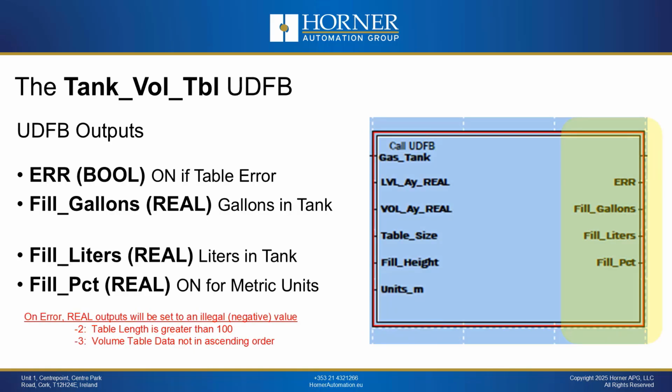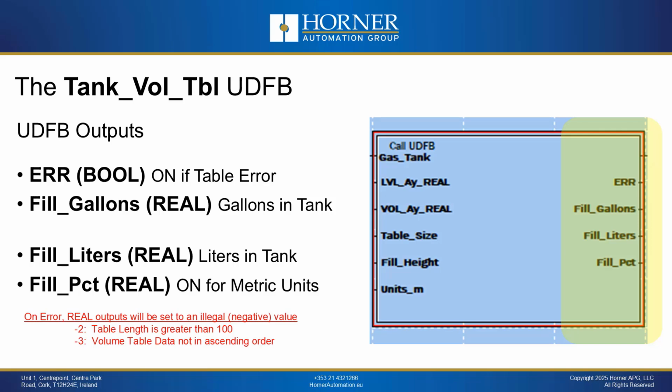Let's take a look at the output side of things. Now the first output is a boolean, and that is just an error bit. So if there is an error bit, what kind of errors could you have? Potential errors could be that you have specified a table size that is greater than 100, and we can only handle tables of 100 or less, so that would be an error.